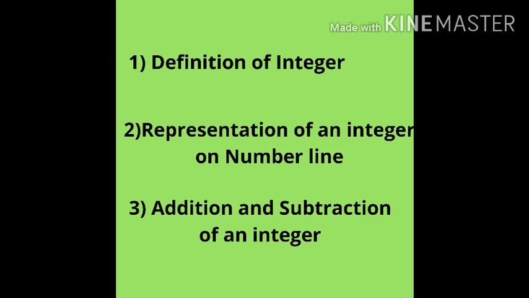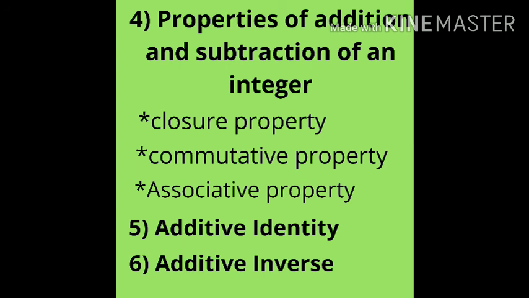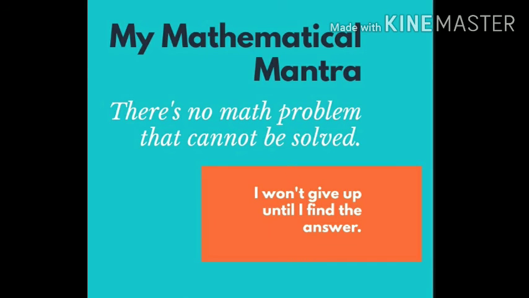Okay students, I will briefly tell you what we have learned today. Definition of integer, representation of an integer on the number line, addition and subtraction of integers, and properties of addition and subtraction of integers. Under this we will study closure property, commutative property, associative property, additive identity, additive inverse. This is all for today. We will discuss the remaining topics of integers in the upcoming video.